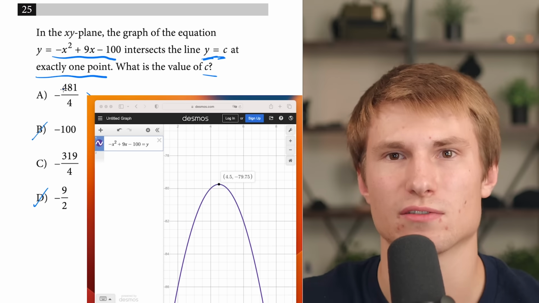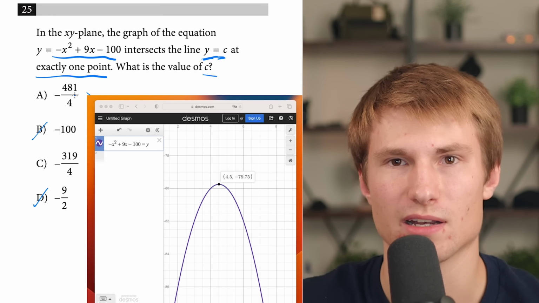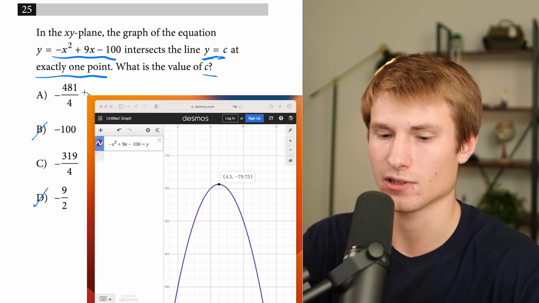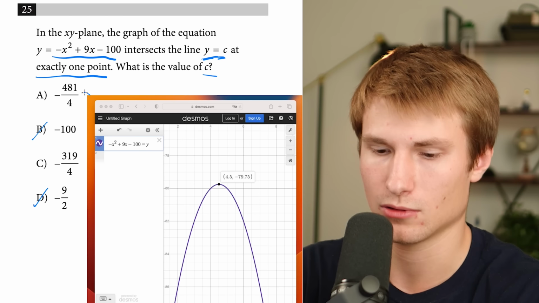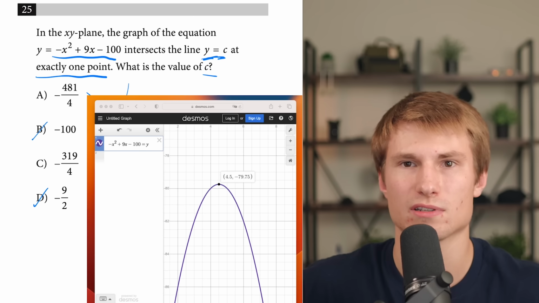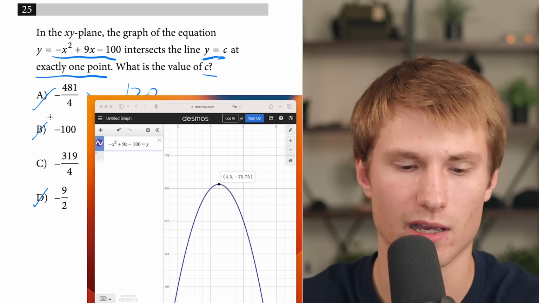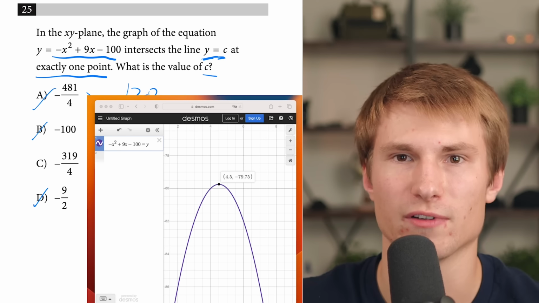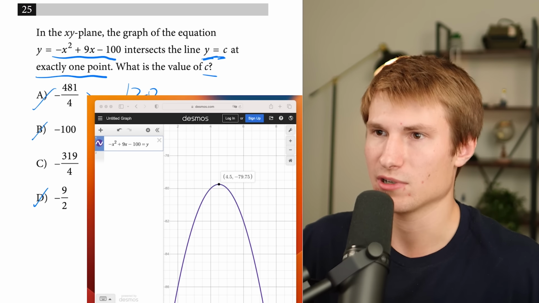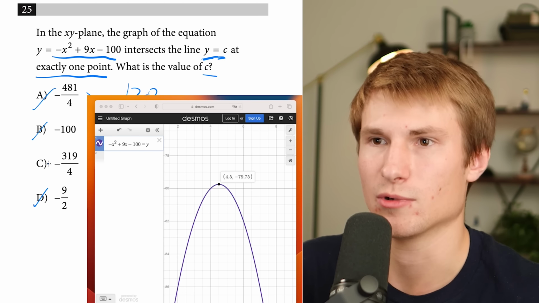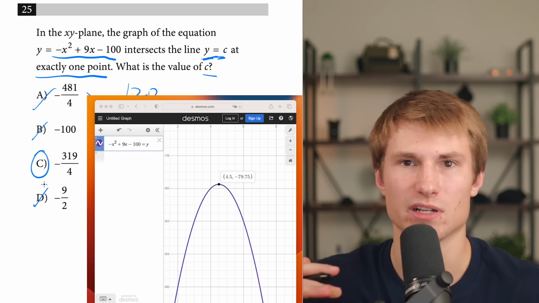I guess obviously 481 over 4 would be something that is in, I guess I'll just put it in the calculator, whatever. 481 over 4. That'd be 120 something, so that's not going to be right. Option C, 319 over 4. We'll just quick check that. That's going to be, yeah, okay, perfect. Yep, negative 79.75 is what that is equal to, which as we can see in Desmos is that point where it would intersect only once.